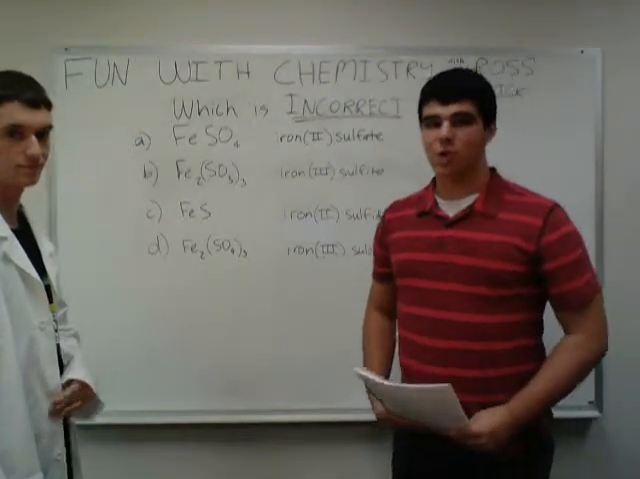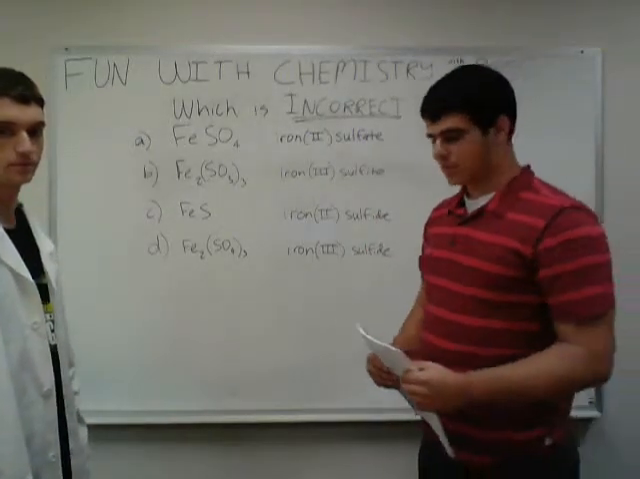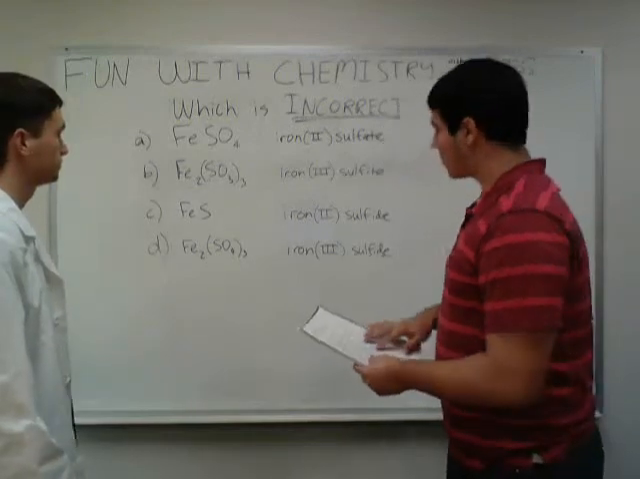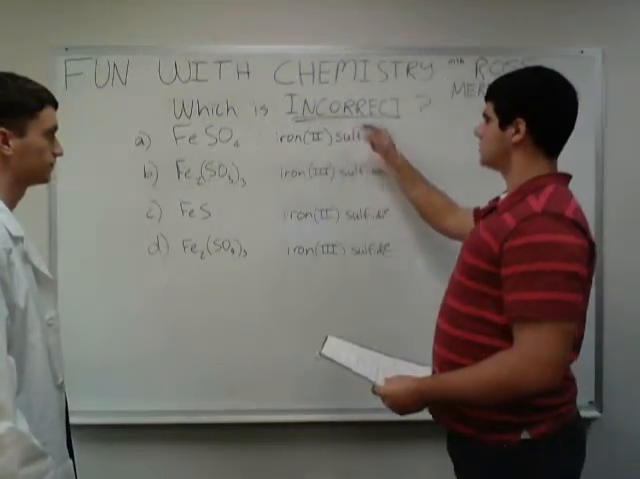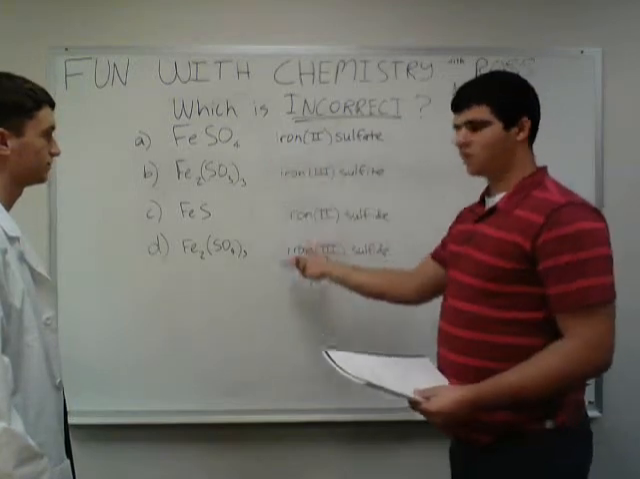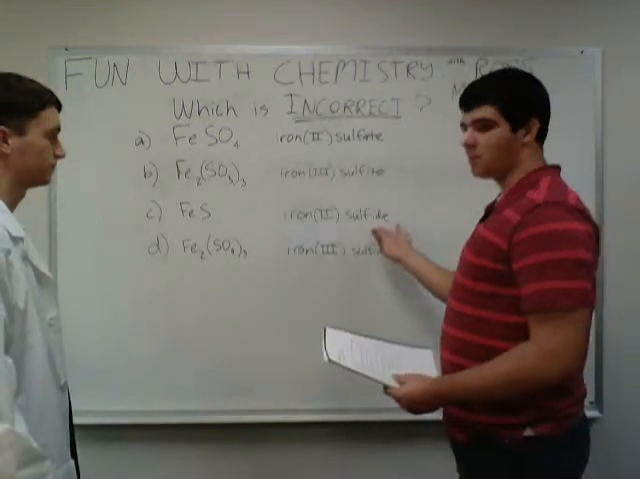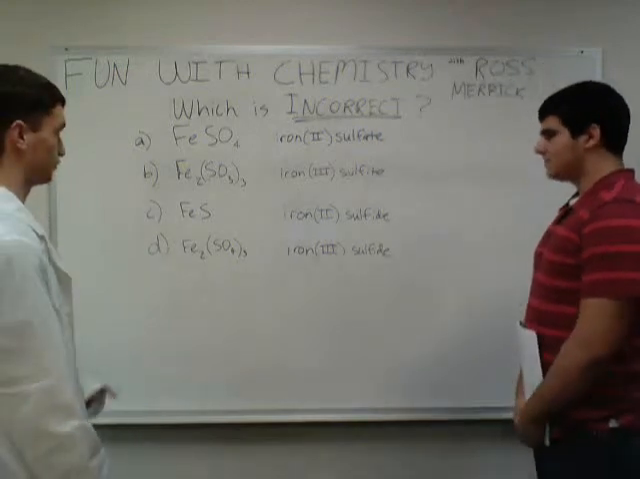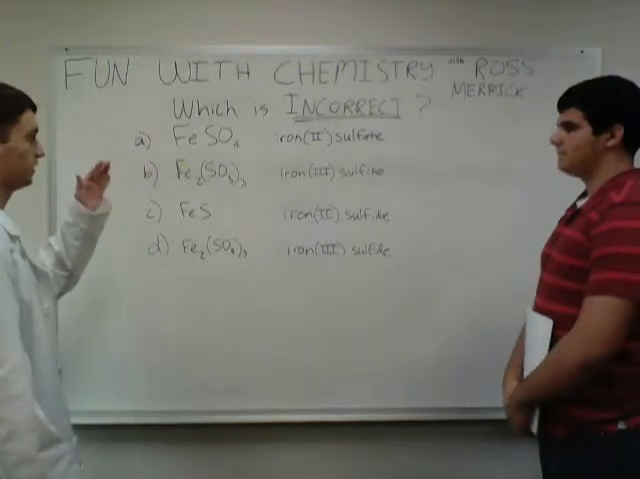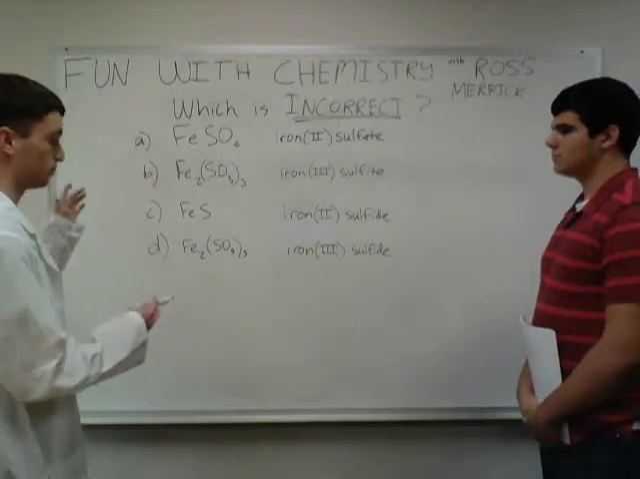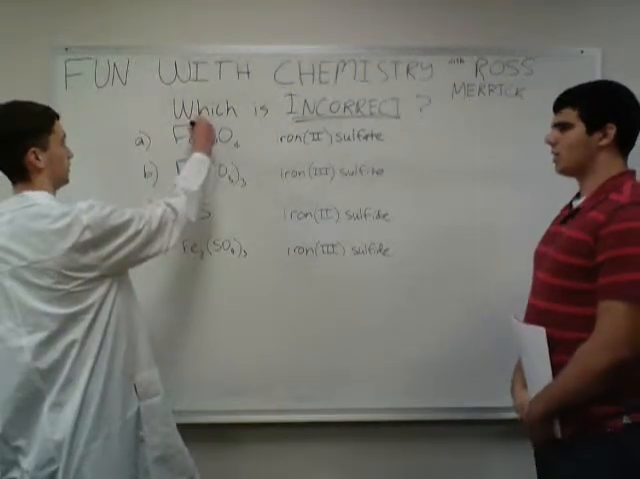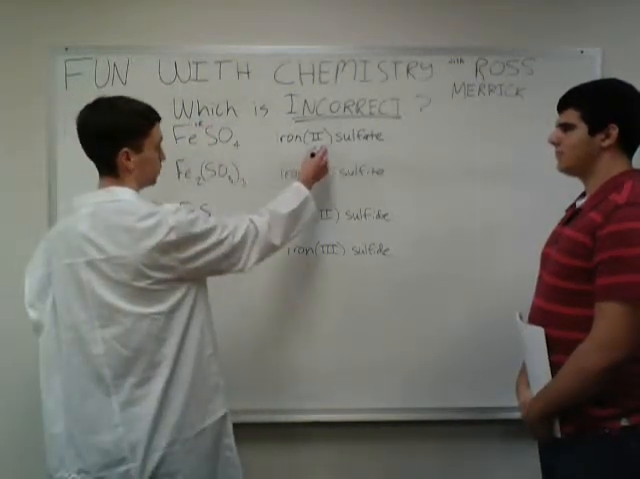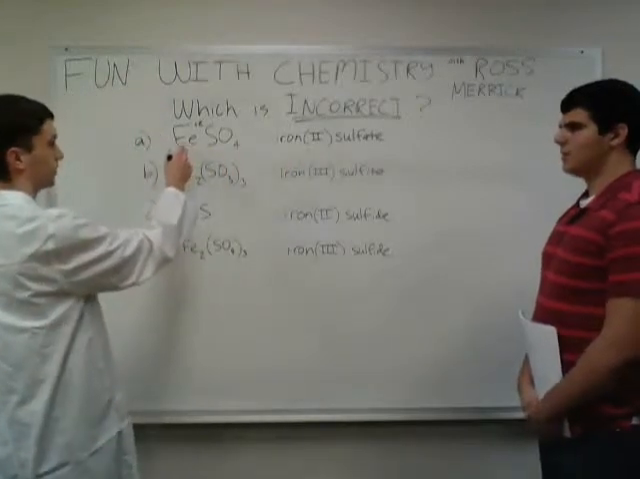So, for Chapter 2, we're going to be doing example problem number 16, which is, which formula / name pair is incorrect out of these 4 formulas / name pairs. I'm going to let my colleague Ross take this one. Take it away, Ross. Alright, so for the first one, we have iron and sulfate. Now, iron has a +2 charge. Now, how do you know that, Ross? Well, it says right here iron 2. That means it has a +2 charge.